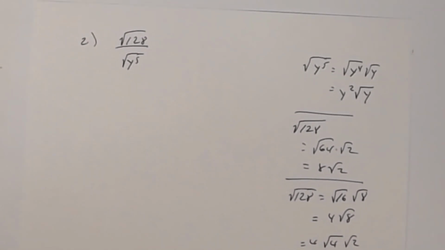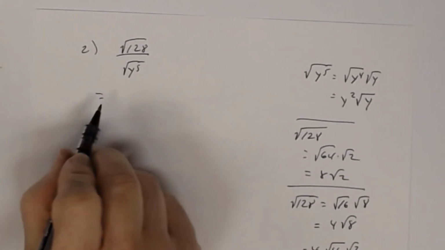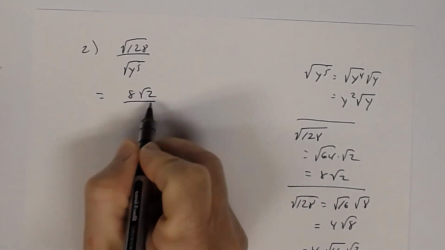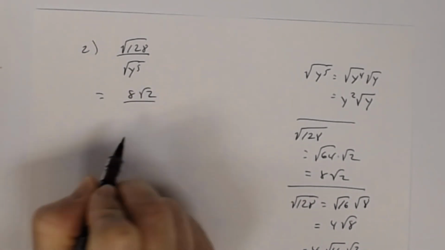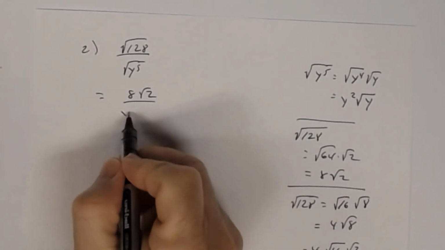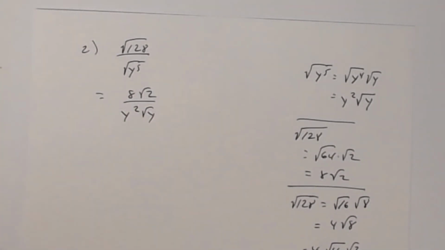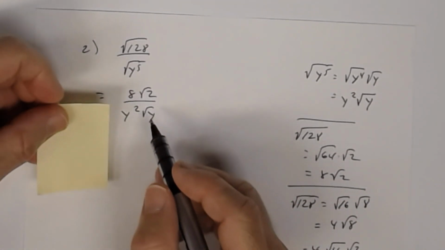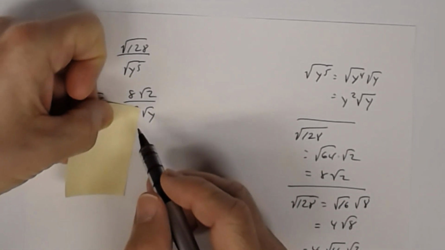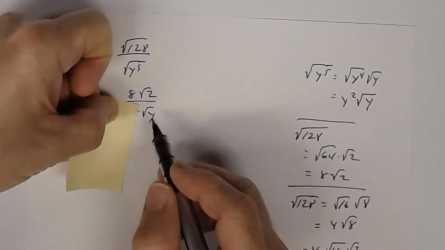All right, so that's the numerator. So I'm going to go ahead and rewrite this as 8 square root of 2 divided by, and then that's y squared square root of y. All right. Now remember, the easiest way to do this is to get rid of that square root. So you want to get rid of that square root that's in the denominator. Cover the part that does not have a square root, and this is the only one.